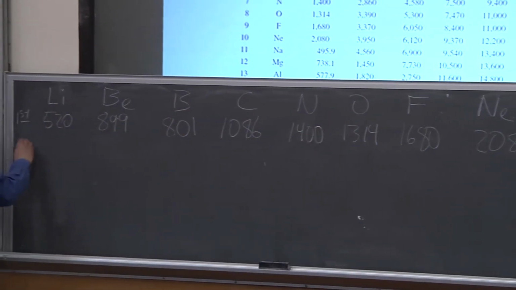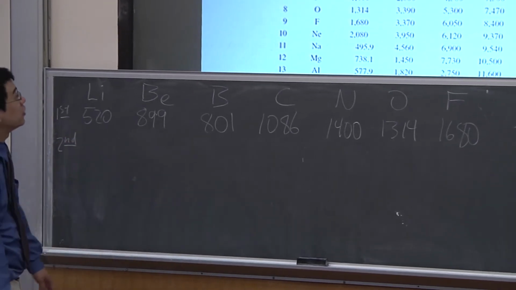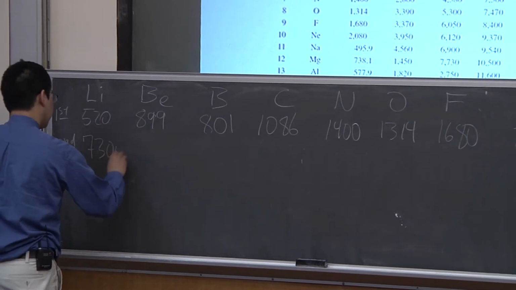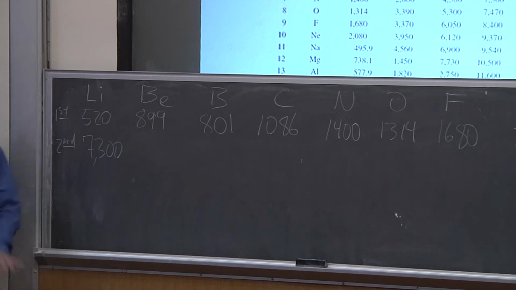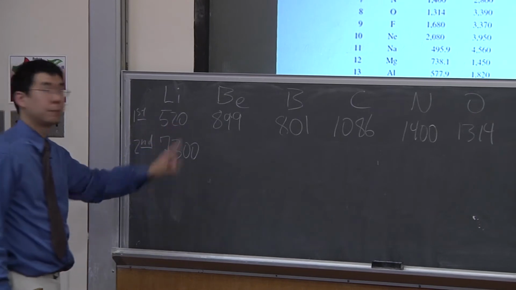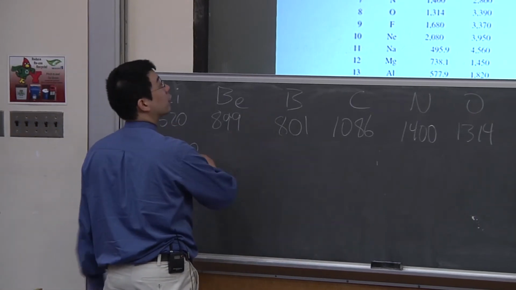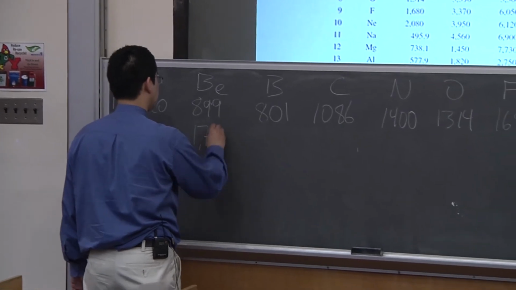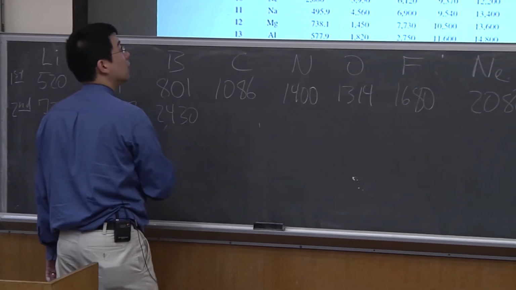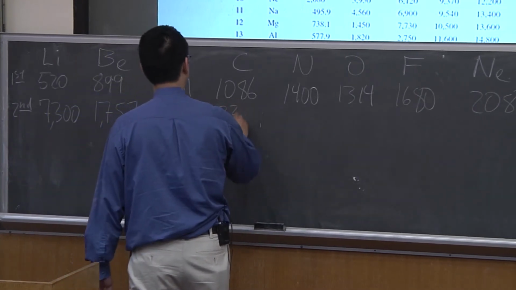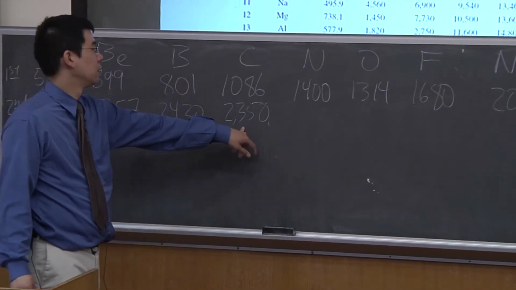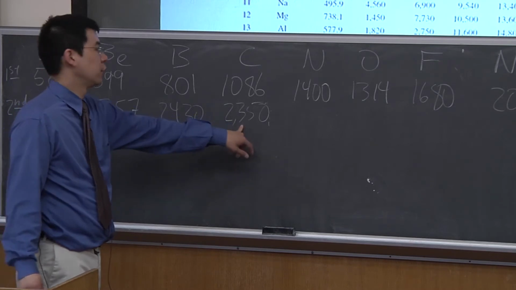Okay, what about the second ionization energy? Well, the second ionization energy for lithium, look at that, 7,300, enormous. That's what we just talked about, 2 or 3 slides ago. The second ionization energy for group 1 elements is going to be really, really high. But then after that, what do you have? You have 1757, and then 2430, and then 2350. So it's increasing, and then what happened here? It decreased. Why did it decrease here?